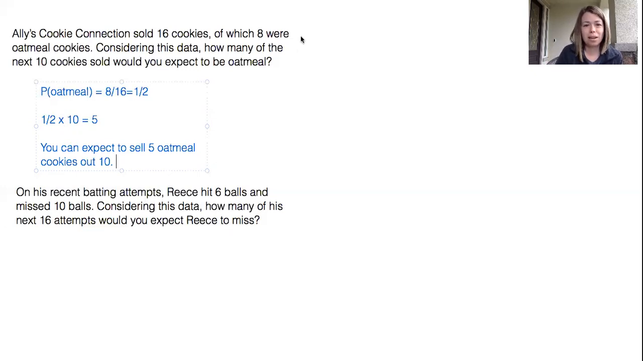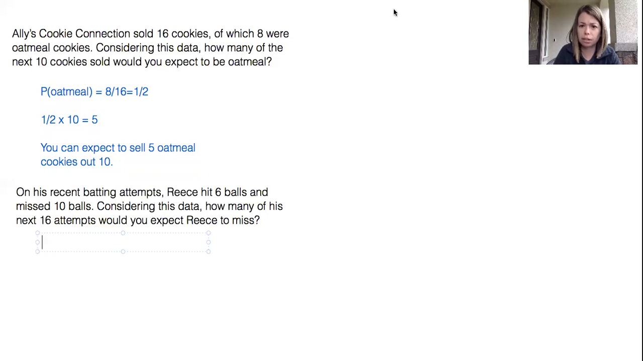All right, the second one here says, on his recent batting attempts, Reese hit 6 balls and missed 10 balls. Considering this data, how many of his next 16 attempts would you expect Reese to miss? So let's go ahead and break this apart. First of all, we want to find the probability.